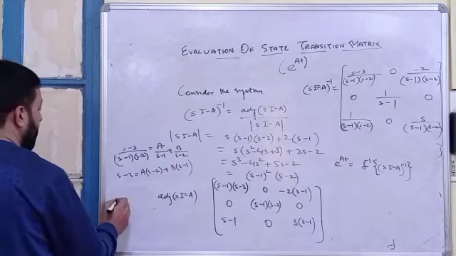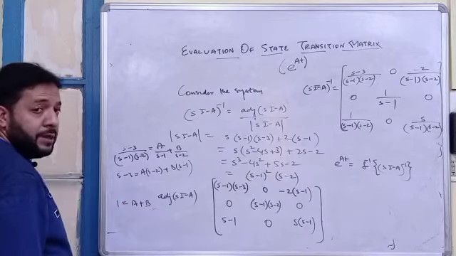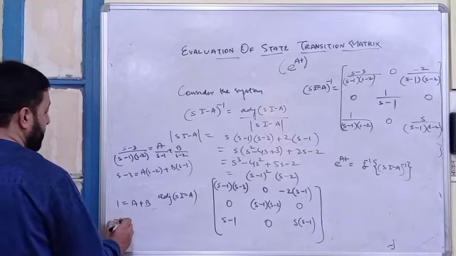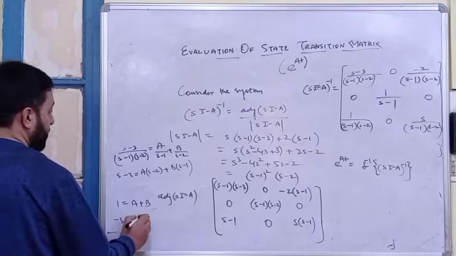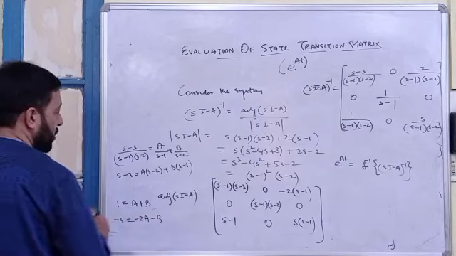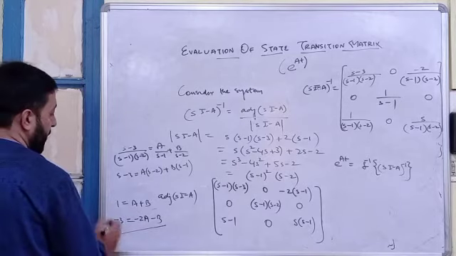So I'll have 1 equal to a plus b. We can compare the constants on both sides. The second equation will be minus 3 is equal to minus 2a minus b. I have to solve these two equations simultaneously. So I can add these equations.